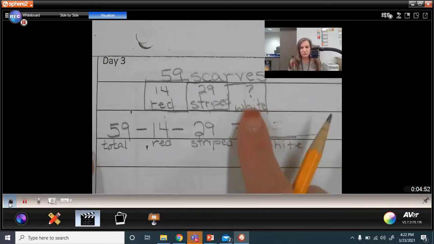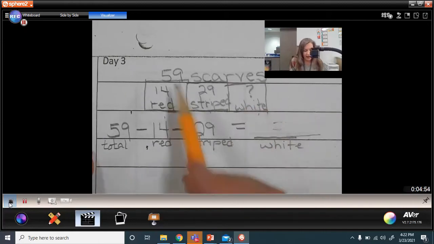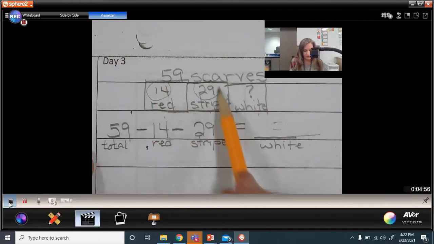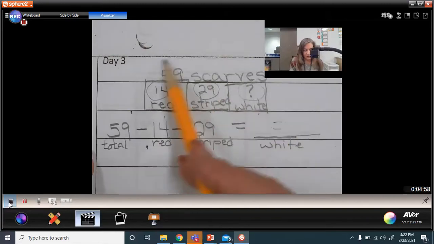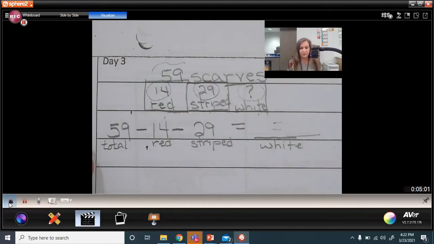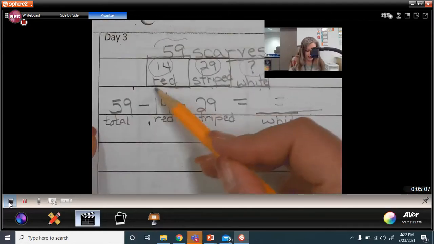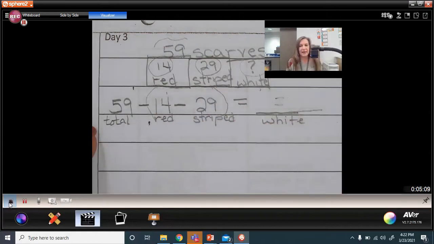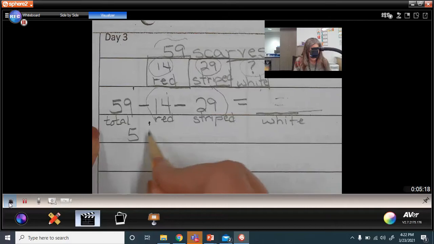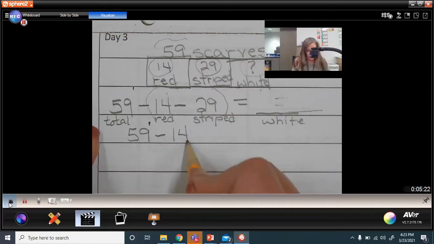Okay, I want to find what this missing part is. So when I add these together, I should get 59 as my total here. All right, so what I'm going to do is, you can do this one of two ways. You can either add these together and then subtract, or you can subtract them one part at a time. So I'm going to subtract them one part at a time. And I'm going to start with the 59 and subtract 14 red.